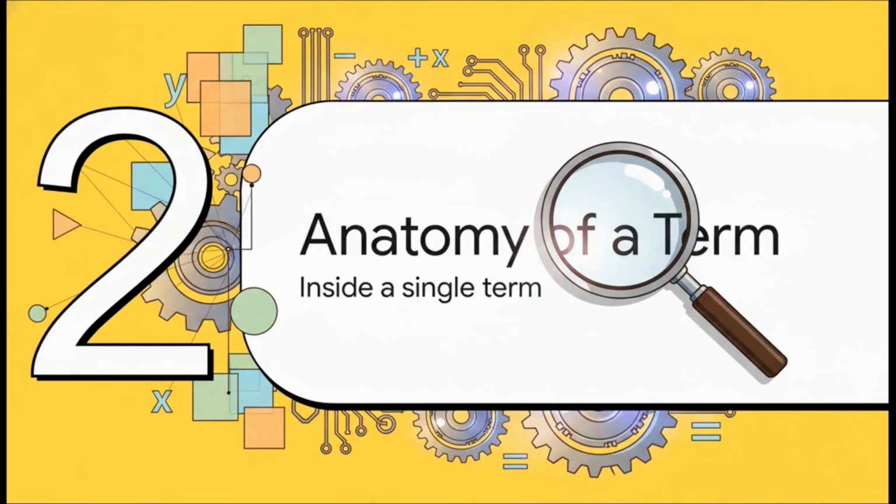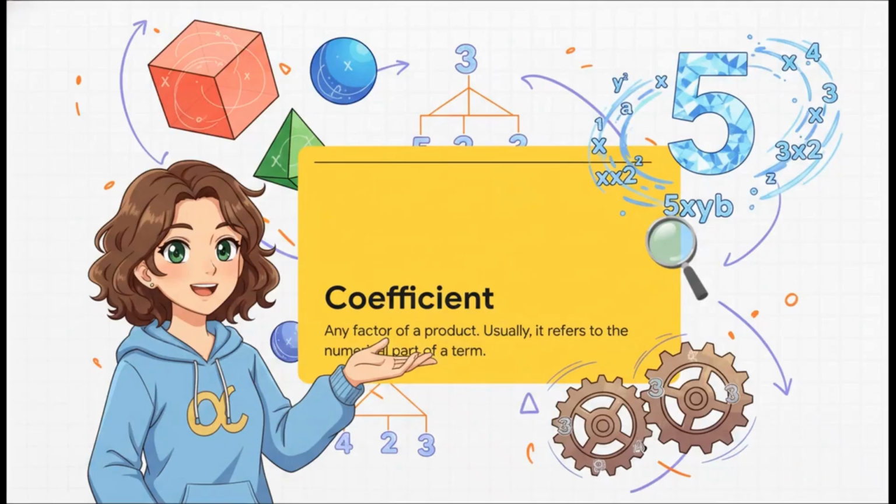All right, on to our second part. Now that we know how to spot a word or a term, let's zoom in. Let's put one of them under a magnifying glass and look at its anatomy. What are the individual pieces that actually make up a term? This brings us to a really important vocabulary word, the coefficient. Now, the formal definition is a bit broad, but honestly, pretty much every time you hear someone say coefficient, what they really mean is the numerical coefficient. And that's way simpler. It's just the number part of the term.